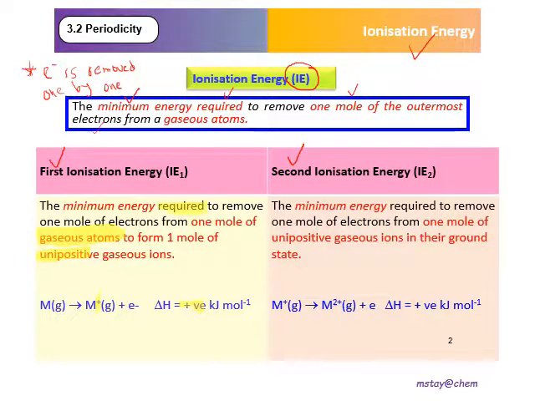Okay, when we look at the definition for the second ionization energy, we will notice we still say the minimum energy required to remove one mole of electrons. But this time the electron is not from a gaseous atom, but from the uni-positive gaseous ion, because this is the second electron removed from the atom. So that means M plus now becomes the reactant, and it will produce M2 plus.